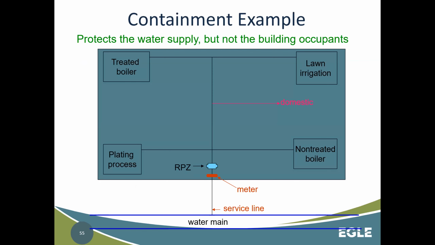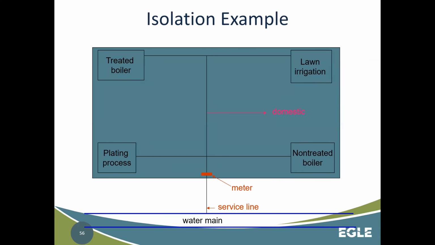Here's an example of isolation. So here you can see we've got plating, we have treated boilers, lawn irrigation systems, and a non-treated boiler. Okay, so the plating process is chemically involved. This will be an RPZ. Treated boiler, chemicals, RPZ. Lawn irrigation system, pressure vacuum breaker.